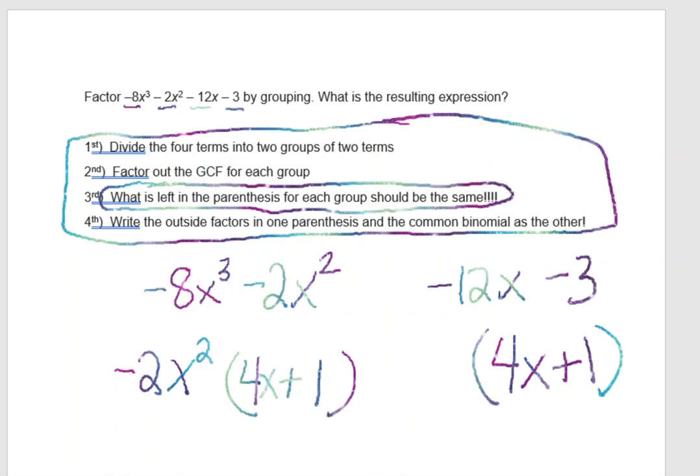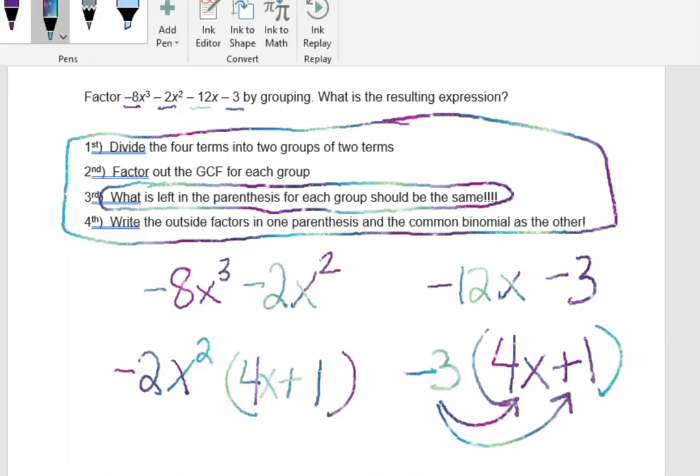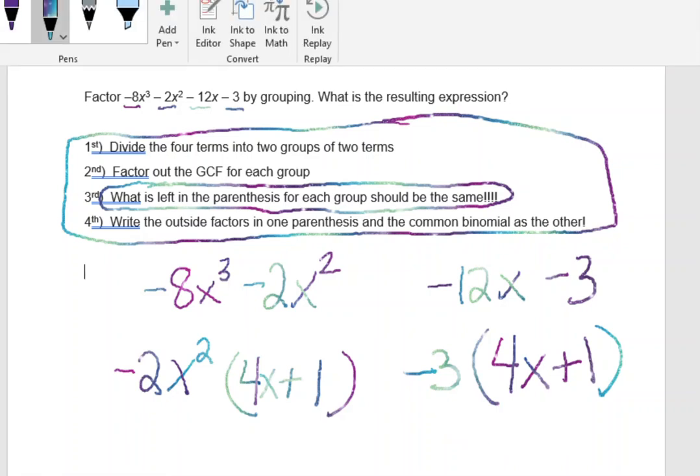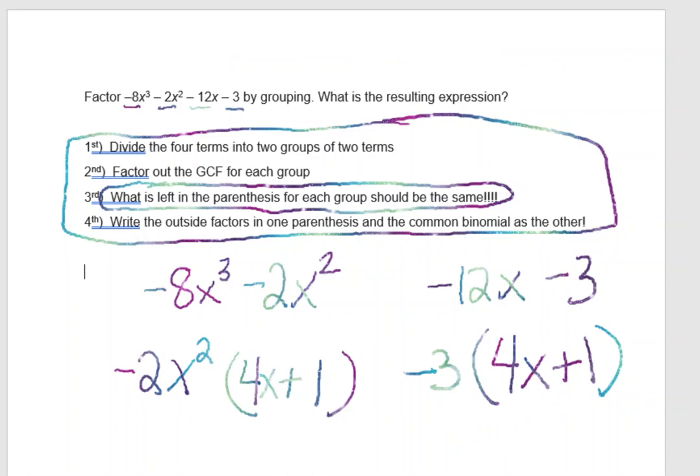If it's not the same and there's no way to make it the same by factoring out a negative versus a positive, then it means it's prime. But in here, negative 12x minus 3, if we factored out a negative 3, we would be able to distribute: negative 3 times 4x is negative 12x. Negative 3 times positive 1 is negative 3. So we would be able to get the same inside the parentheses. They have to be the same because that's the one they have in common.